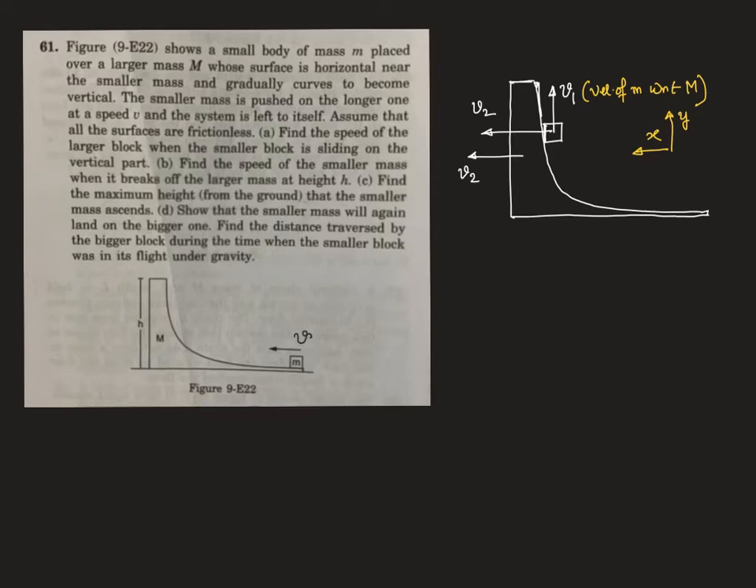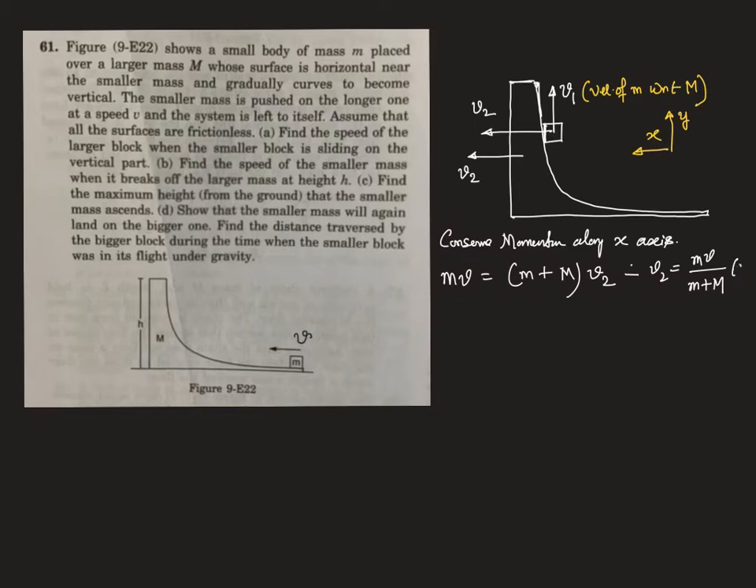So conserving x momentum, conserve momentum along the x-axis. So mv equals small m plus capital M times v2, which implies v2 is mv by small m plus capital M. I think this answers part 1.